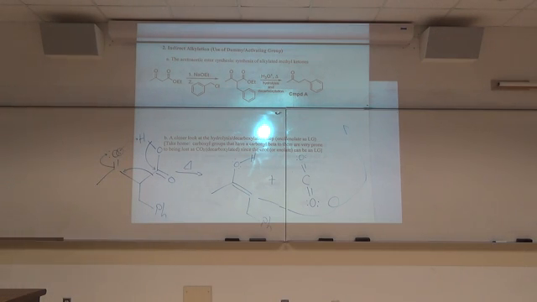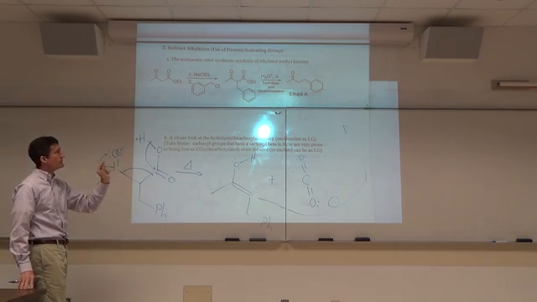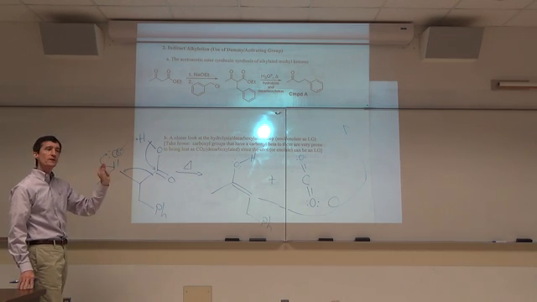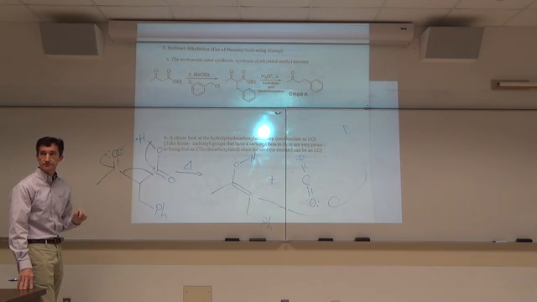You see lots of decarboxylations in biochemistry. And again, when do you get easy decarboxylation? Whenever you have a carbonyl beta to the carboxylic acid.